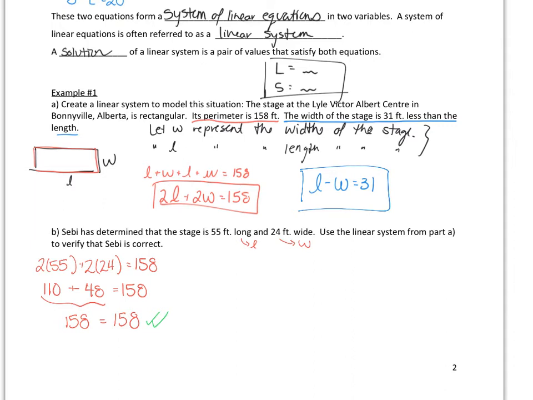Now, something can be true for one equation, but not the other, so it's important that you check in both in this instance. So, length was 55 feet, take away width was 24 feet, and that should equal 31. So solving the left side, 55 take away 24 is 31, and our right side is still just 31. Because these are equal, this is true. The stage is 55 feet long and 24 feet wide because it works in both. It is a solution in both equations.